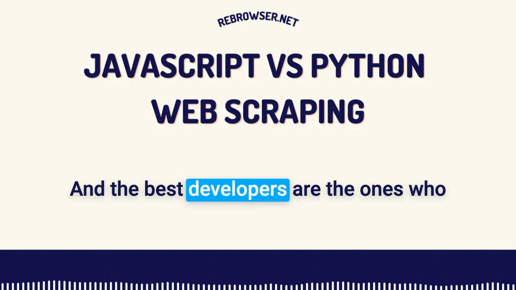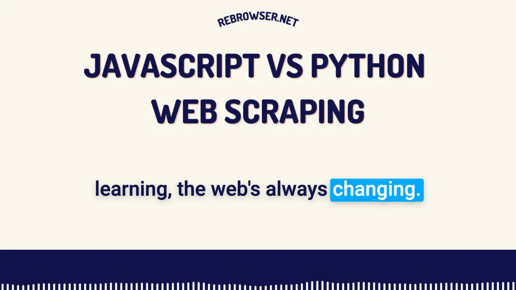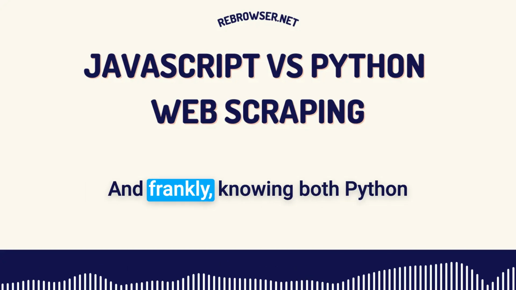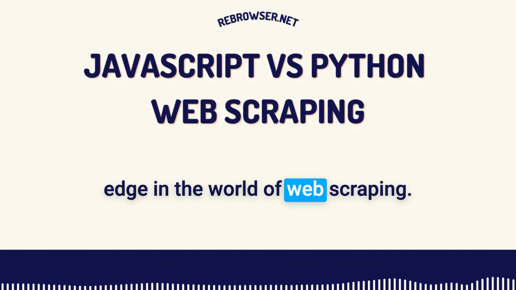Exactly. And the best developers are the ones who are always adaptable, always learning. The web's always changing. So being open to new tools and technologies is so important. And frankly, knowing both Python and JavaScript can give you a real edge in the world of web scraping.